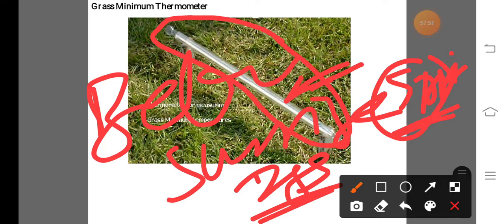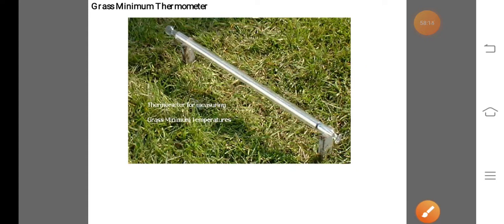So this is about the grass minimum thermometer. It is used to measure the minimum temperature of the vegetation near the ground surface. The time of observation is before sunrise, and the time of setting, that means the time of installation, is after the sunset. So this is about the grass minimum thermometer.